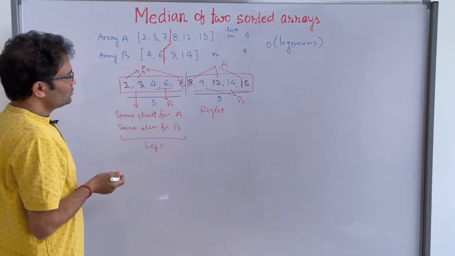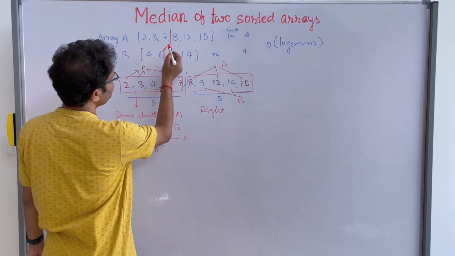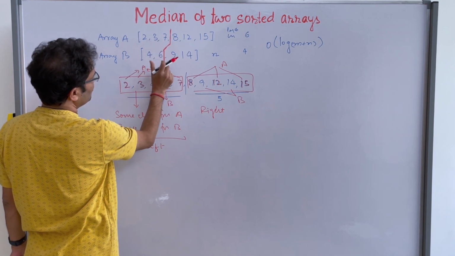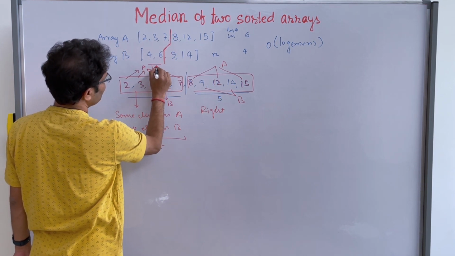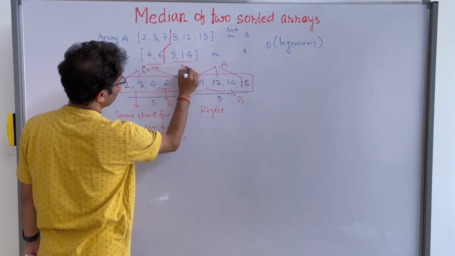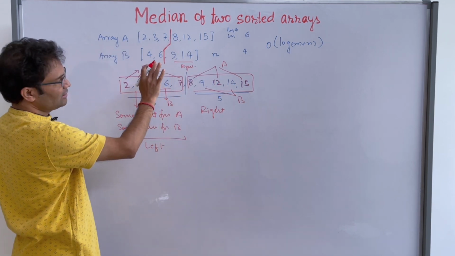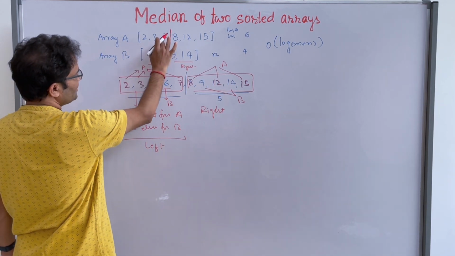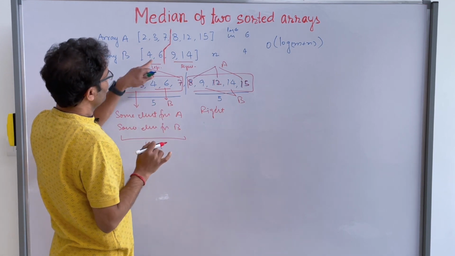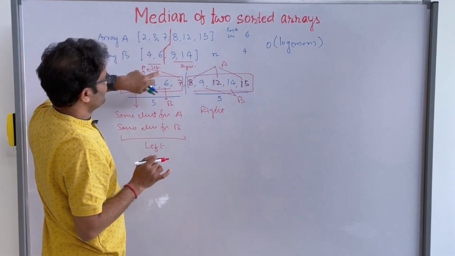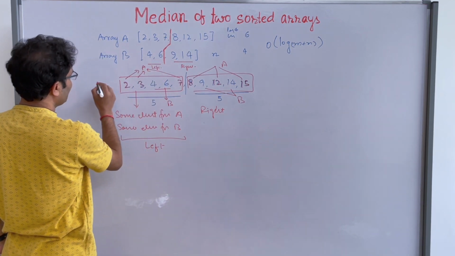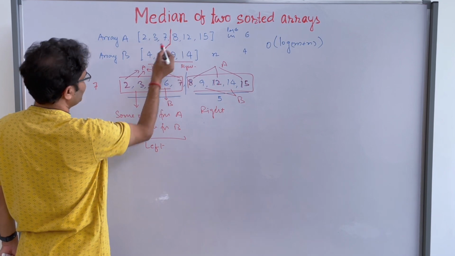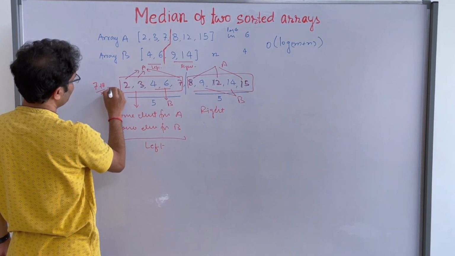How is it easy to find the median? On the left side, the maximum from both is 7 and 6. So what is the maximum from the left side? Between 7 and 6 you have 7. And from the right side, what is the minimum between 8 and 9? 8. So you can make the median.